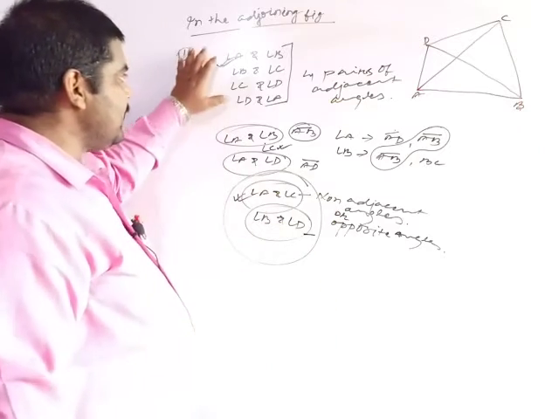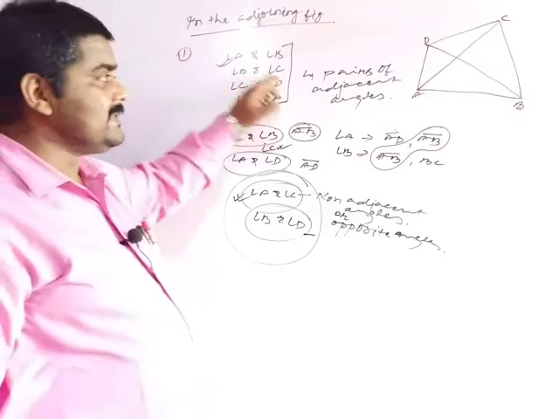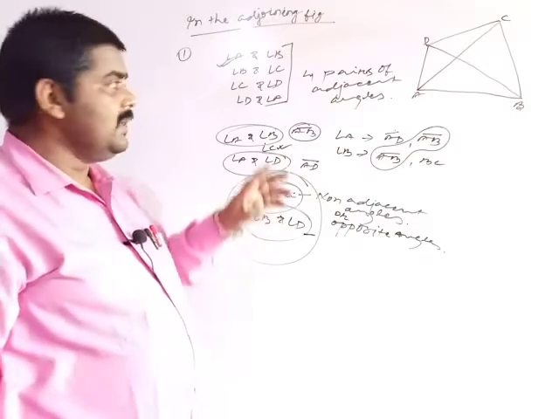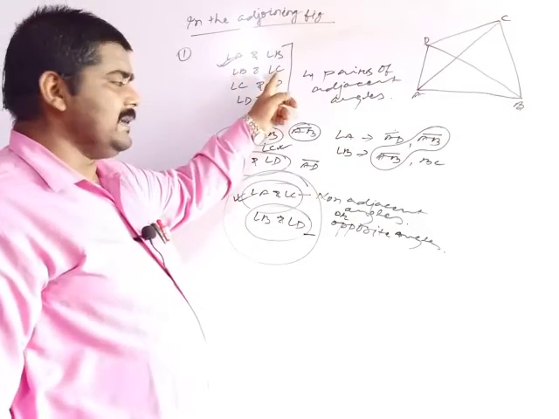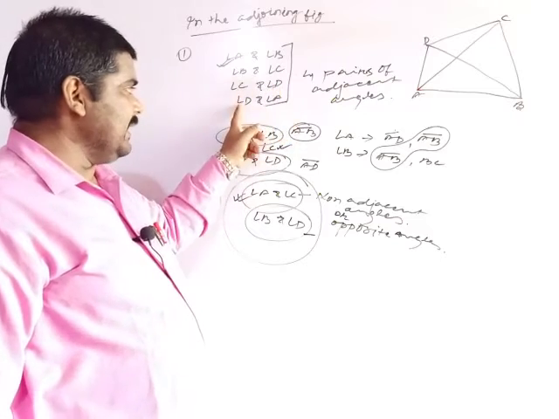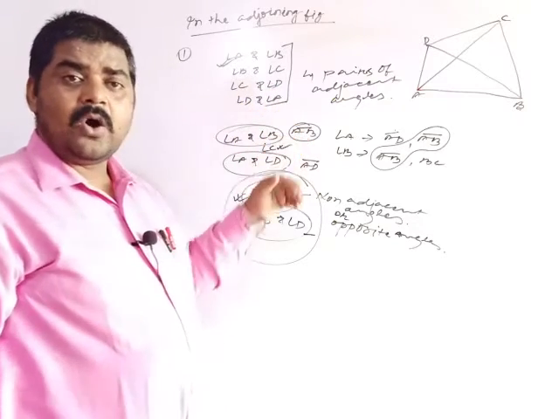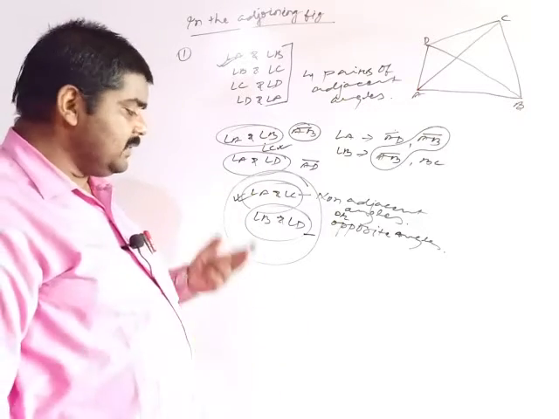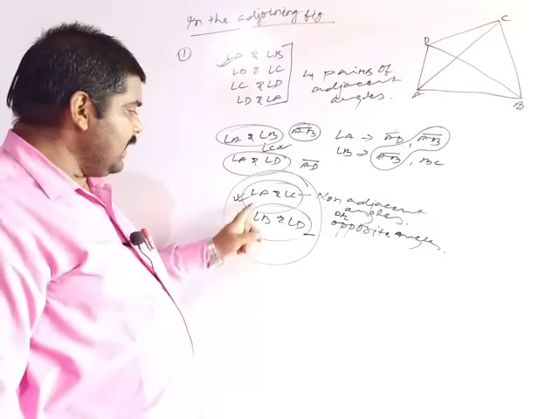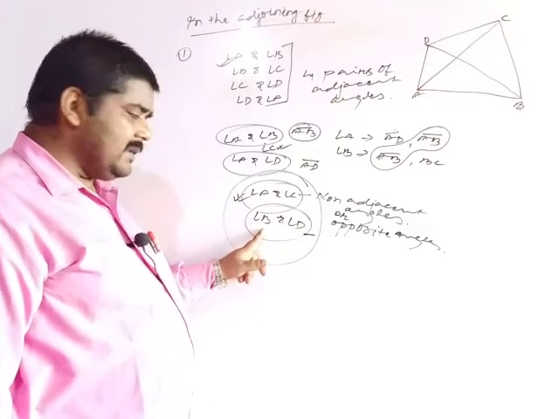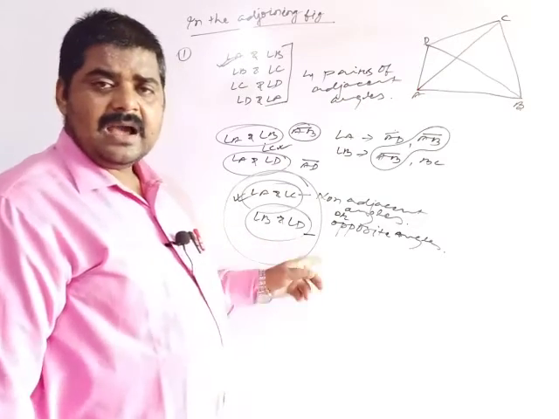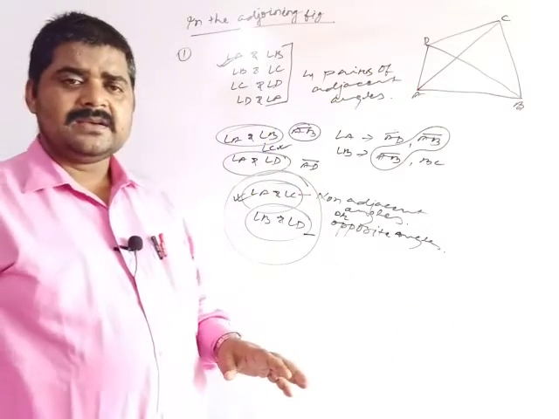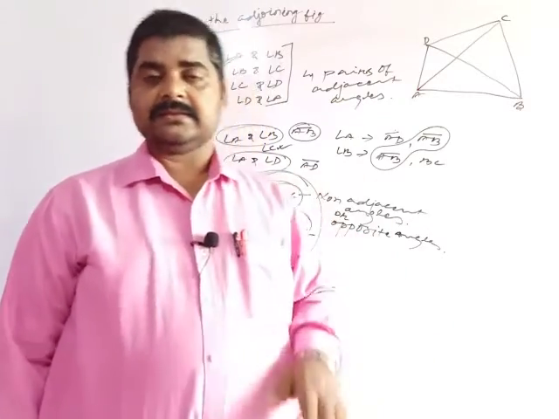So the third answer was adjacent angles. How many pairs of adjacent angles are there in the given figure? Actually 4 pairs of adjacent angles are possible: angle A and angle B, angle B and angle C, angle C and angle D, angle D and angle A. And how many pairs of opposite angles are possible? 2 pairs of opposite angles are possible: angle A and angle C, and angle B and angle D. Opposite angles are also known as non-adjacent angles.